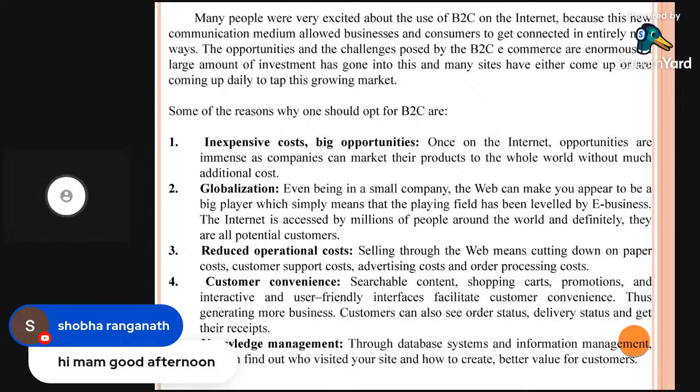Then knowledge management through the database systems. Through information management, we can find out who visits the website and know how to create better value for the customers.